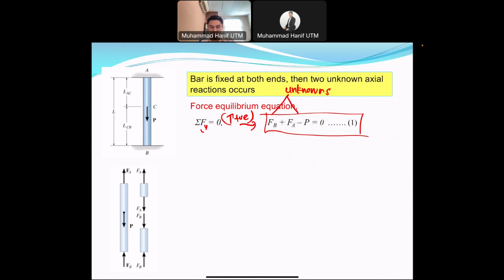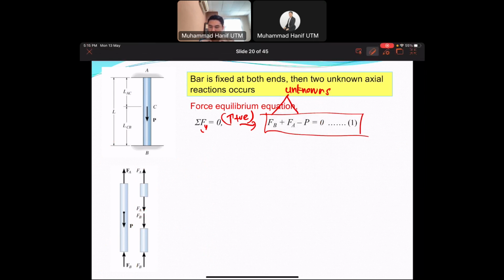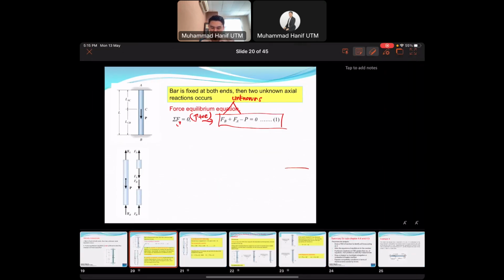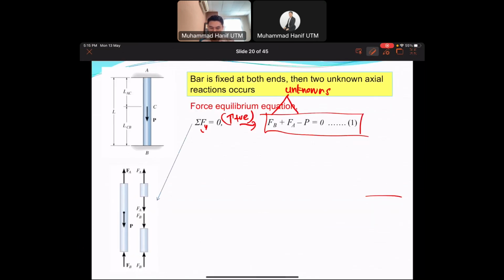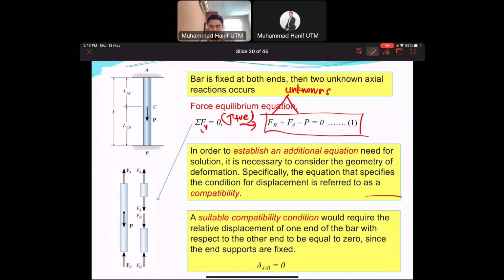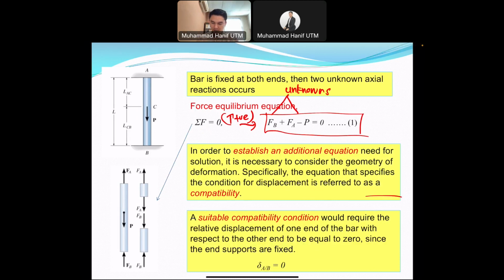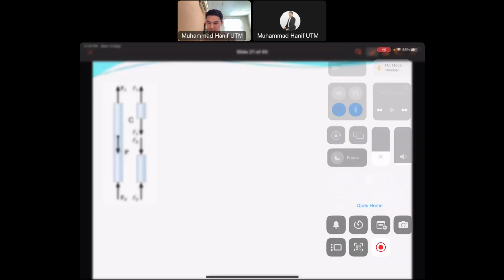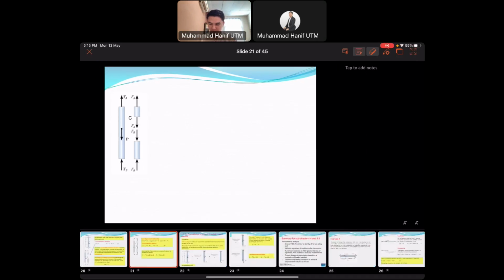Once you have this FBD, you can proceed to generate the second equation. Oops, why did this happen? I already explained where we get the Fy. I'm not sure what's wrong with my iPad here. Let me try to fix this one.